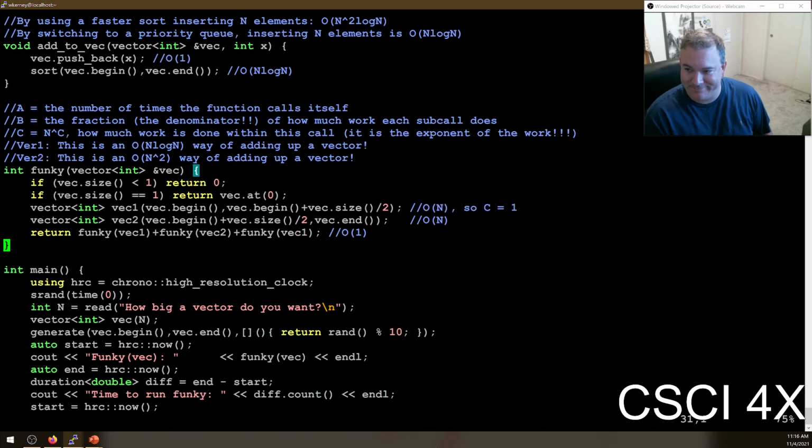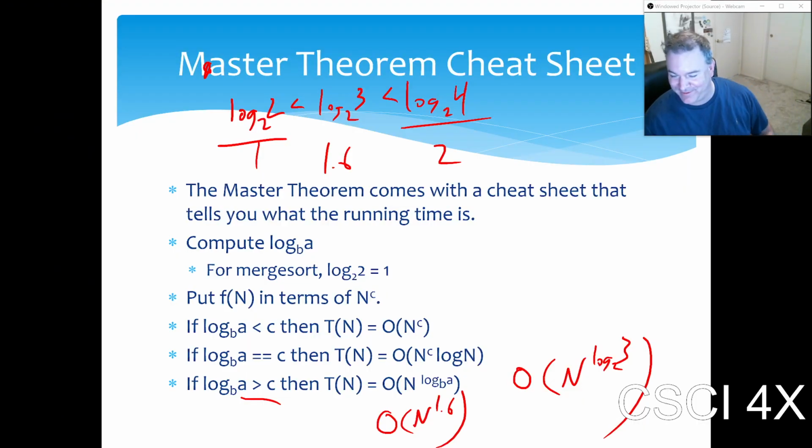That way I'm not wrong. So the running time of this code is log base 2 of 3, or order n to the 1.6. But you're absolutely right. It was log base 3 of 2. And that is, what did you figure it out as, 0.63? Okay. In that case, it is less than, right? And then it is going to just be order n.